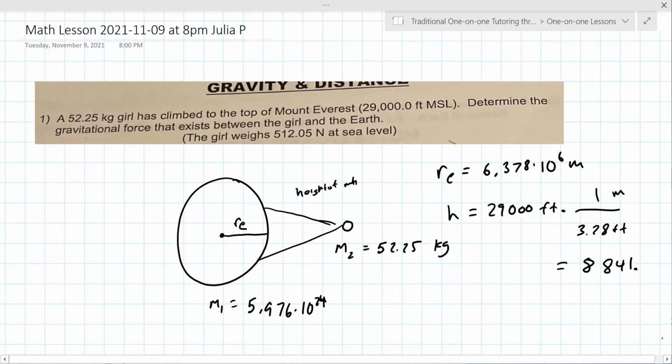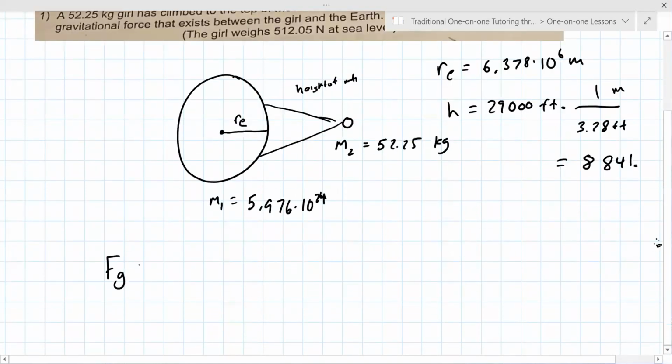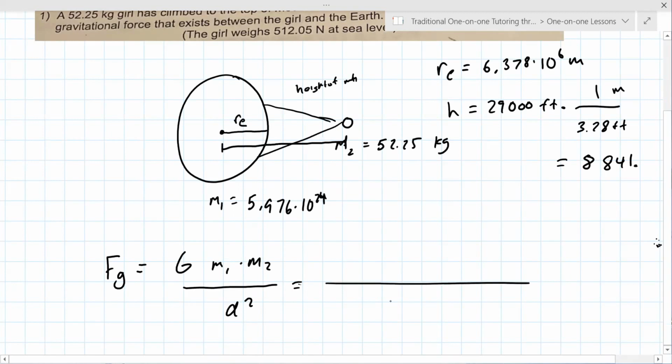Now I should have started with the equation. The force of gravity between two objects is G m1 times m2 over the distance squared. The distance in this problem is the radius of the Earth plus the height of the mountain. So that's why you go to all this trouble. So the distance is 6.378 times 10 to the 6th plus 8,841 meters squared.